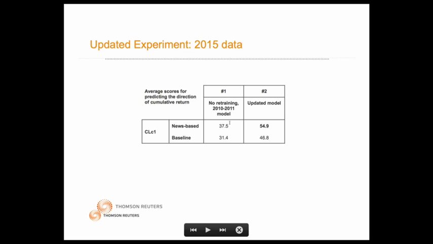Now, of course, nobody would actually use a 2011 model for 2015. You would keep retraining, which is what we did: we always used a rolling 12-month-back corpus of news stories to create topic models on. If we do that, then in 2015 we had 54.9, very similar to the previous one, and the baseline model was not as good. So there are fundamental changes in how the time effects are playing a role.